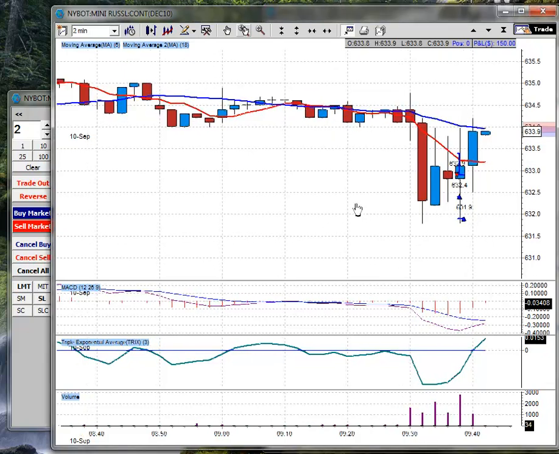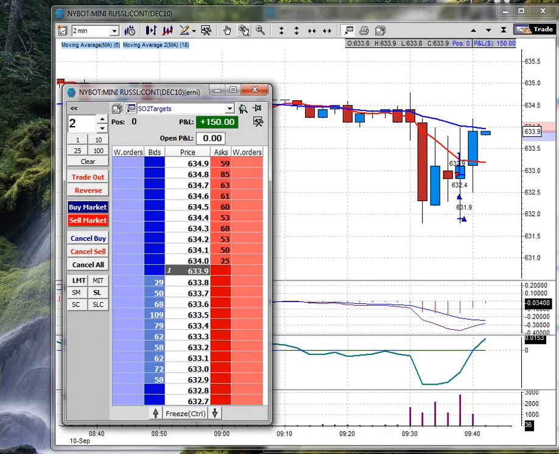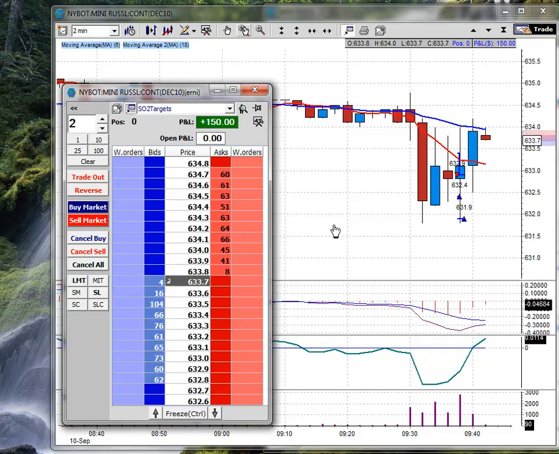So with 2 contracts, that's $150. It probably took 3 minutes or so, probably less than that. But on the 2-minute time frame, it was entry on this candle, exit on this candle, so probably really less than 3 minutes. Not a bad day.